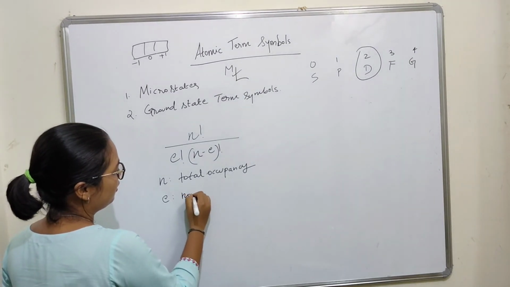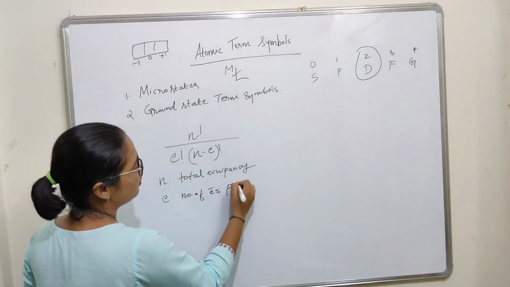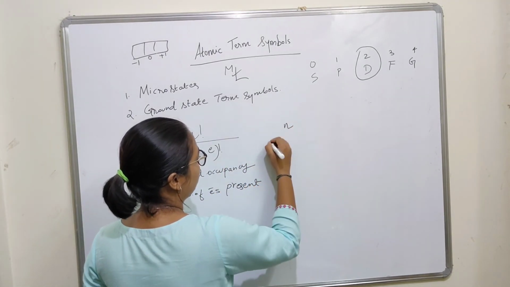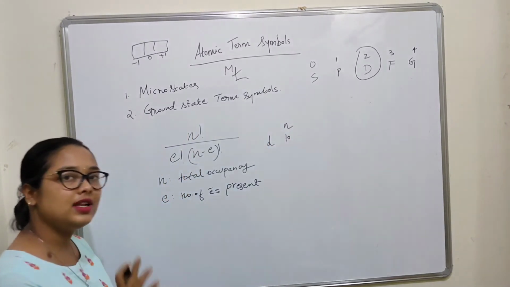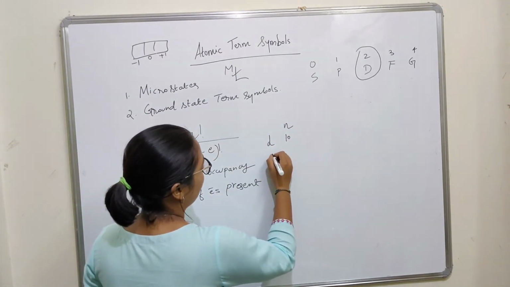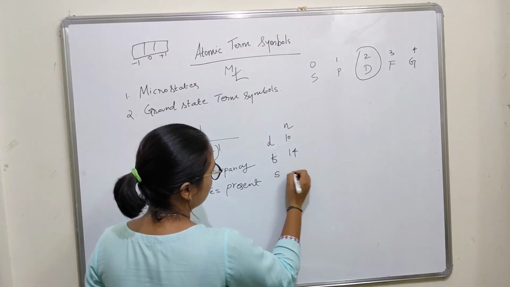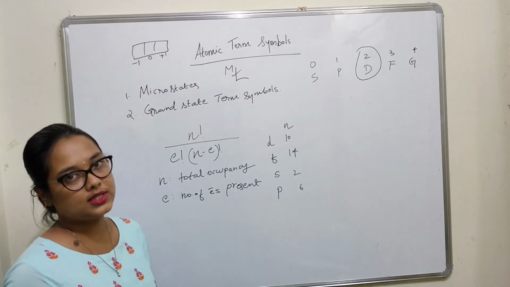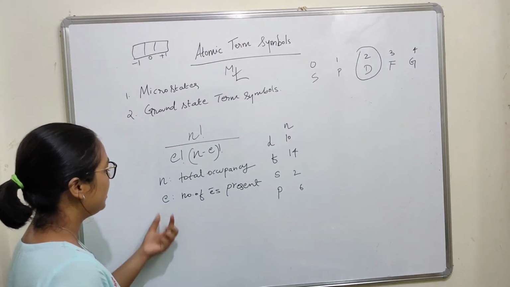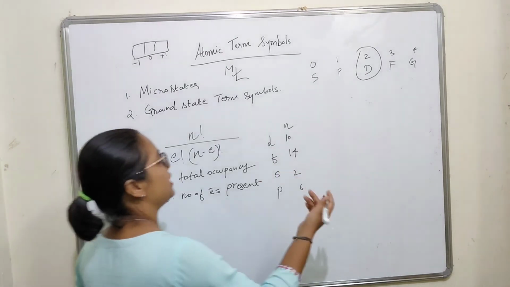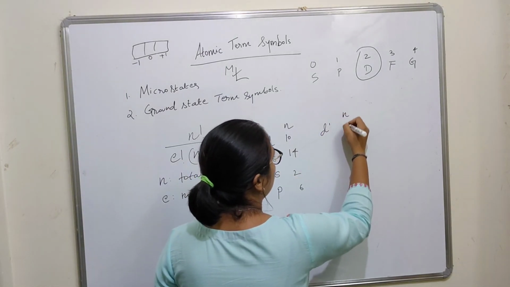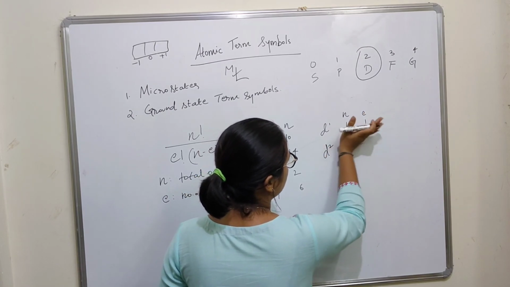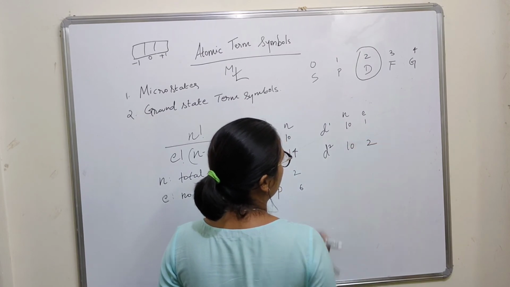And E is the number of electrons which are actually present. So the N value for D will be 10, as in we can fill in 10 electrons maximum. For F it is going to be 14, for S it is going to be 2, for P it is going to be 6. So N is the total occupancy, the maximum number of electrons that we can put, and E is the number of electrons actually present. For D1, N will be 10 and E will be 1. For D2, N will be 10 only, E will be 2, and so on.